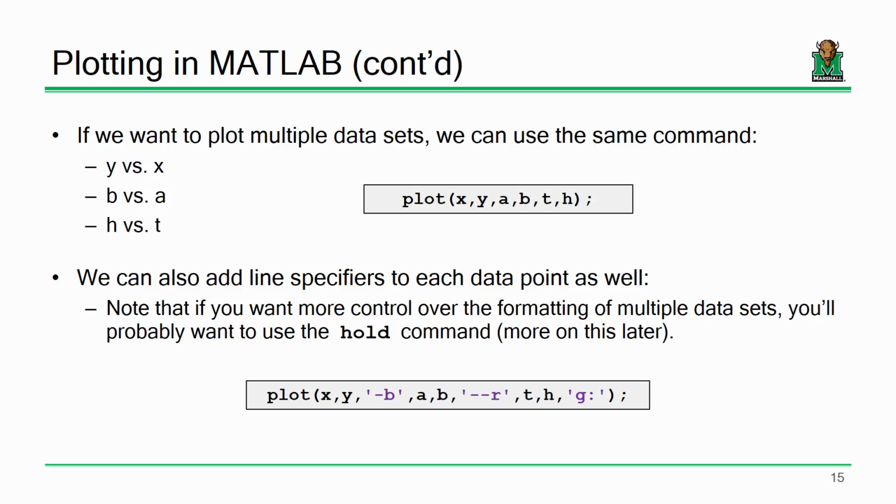And you can add separate specifiers. Like you can have one of your data sets be blue, another one be red, you can have green markers for the next, and so on. As long as it needs to be, you can add the tags to each data set separately.